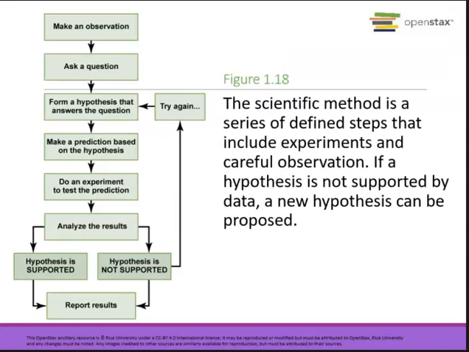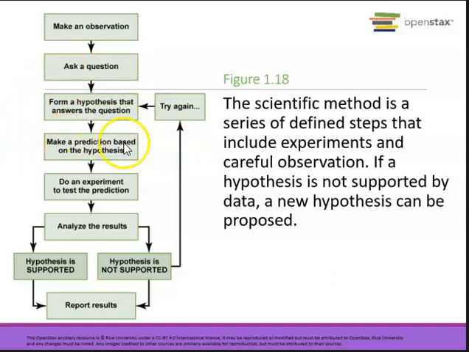Now here are the steps of the scientific method. The scientific method, as described in figure 1.18 in the book, is a series of defined steps that include experiments and careful observation. If a hypothesis is not supported by the data from the experiment, a new hypothesis can be proposed. So first, you as a scientist and a biologist make an observation. Then you form a question. From the question, you form a hypothesis that answers the question.